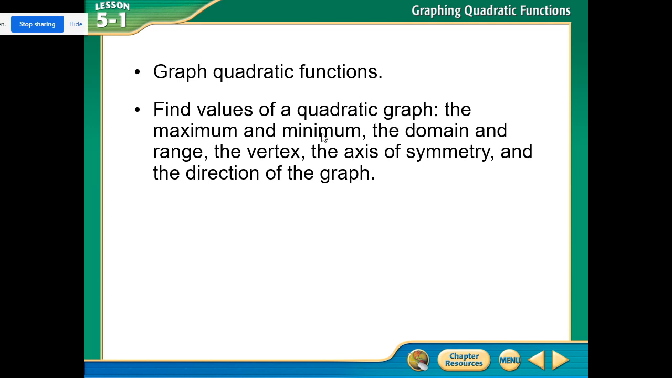We're going to talk about the maximum and minimum, the domain and range, the vertex, the axis of symmetry, and the direction of the graph. So we've got a bunch of different things that we're going to talk about and how to find them. None of them are necessarily too difficult, but it is what we're going to do. We'll also find the intercept, the x-intercept.